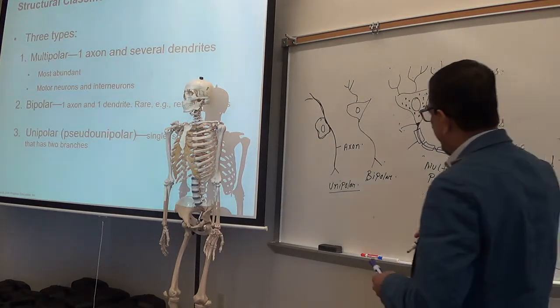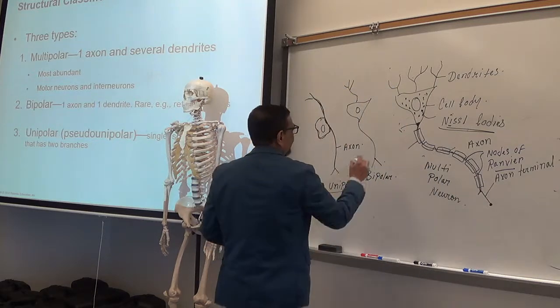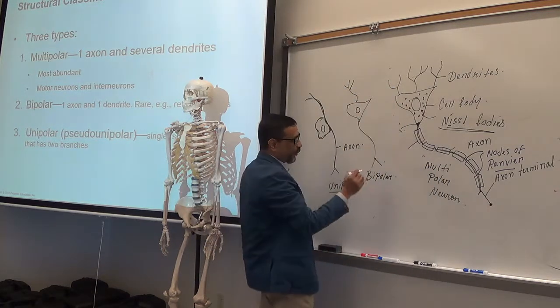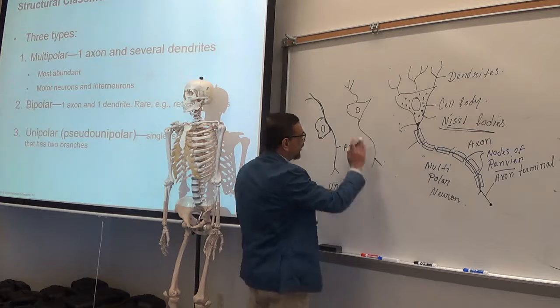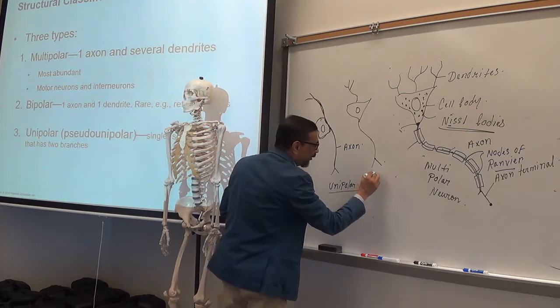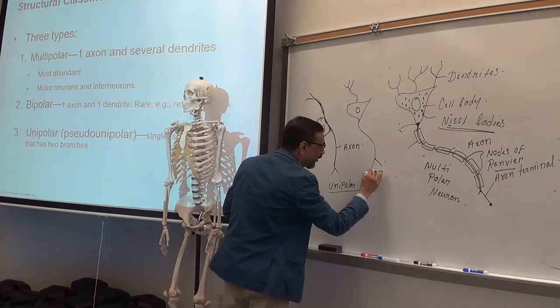Now, there is another type of neuron. Those neurons do what you see. This is one neuron and small neuron.